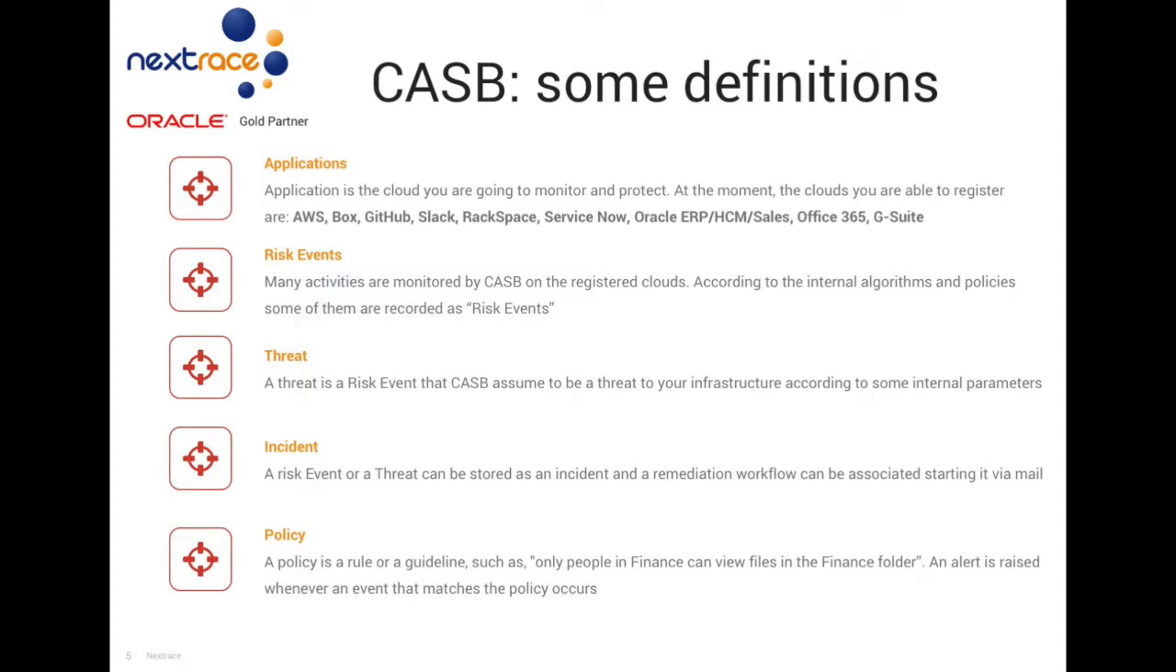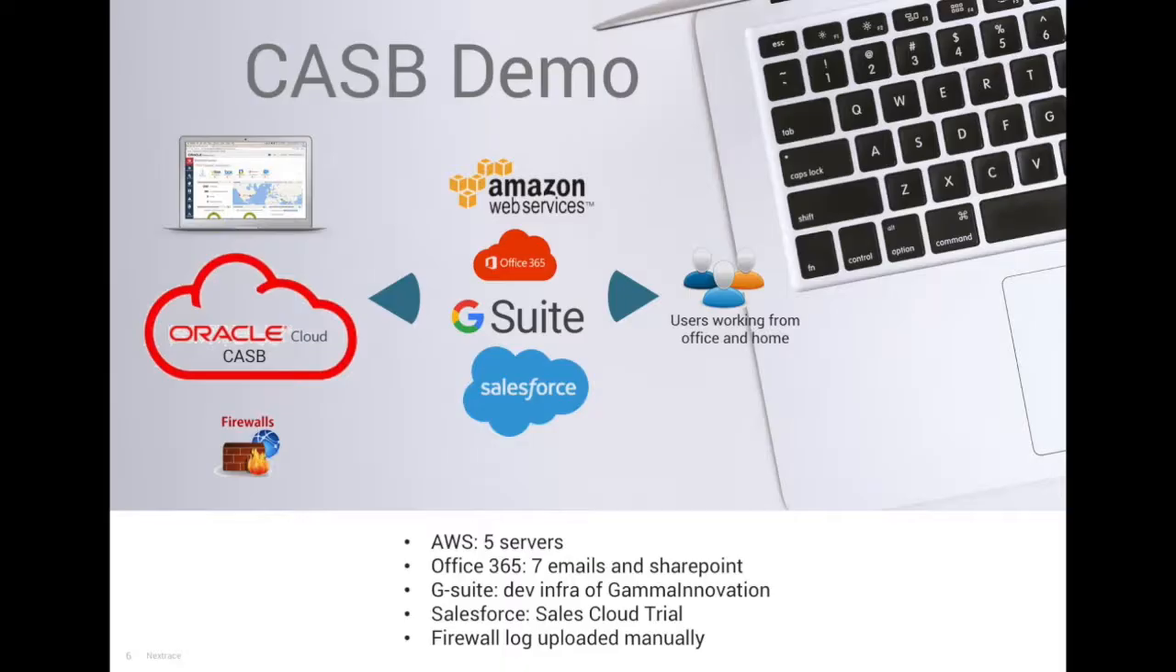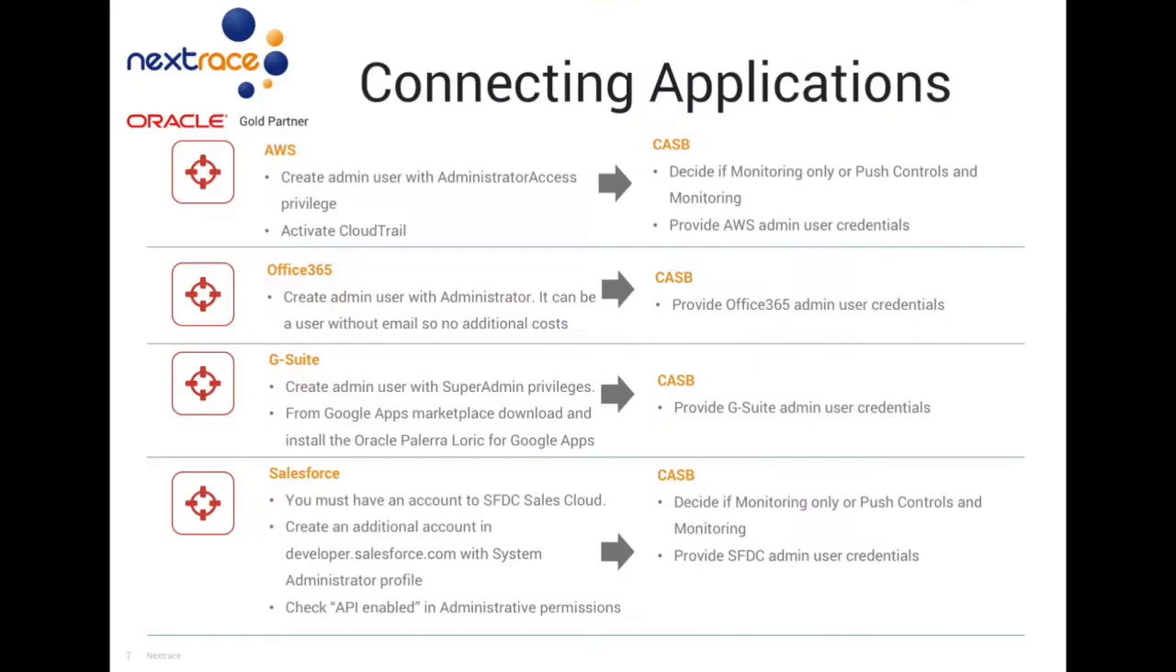Policy. A policy is a rule. Example is, only people in finance can view files in the finance folder. Many policies can be set up at different levels of monitored activities so that suspicious and forbidden actions can be further analyzed. We have tested Oracle CASB with these applications and tried some simple policies, especially on Amazon Web Services and Office 365. For Salesforce and G Suite, we have tested just the connection. In the next slides, we will show some examples, and many things will be hidden for security and privacy reasons.